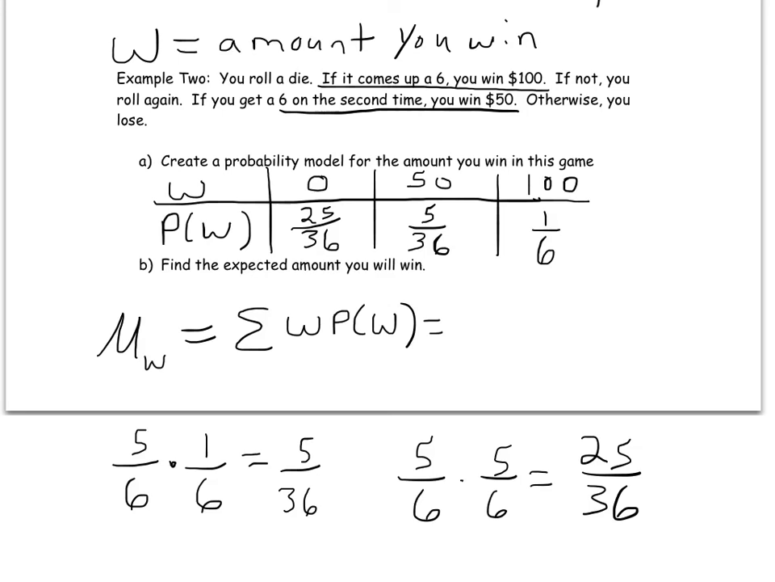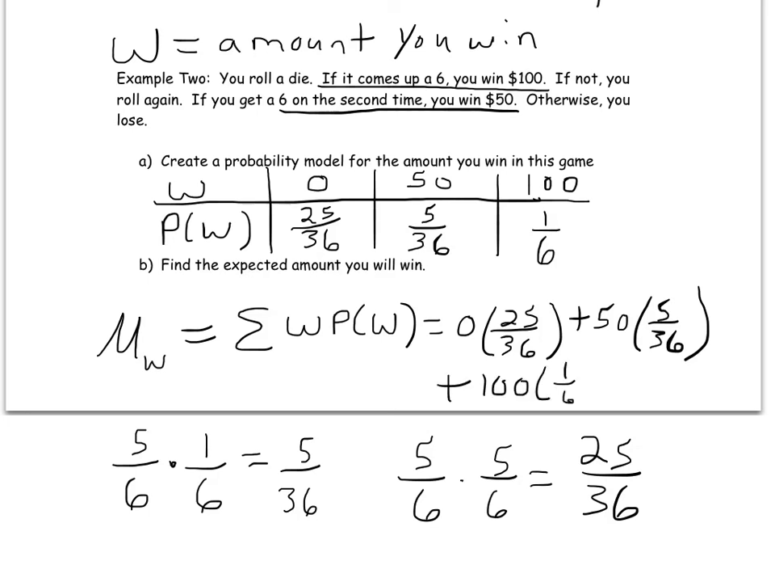So that's 0 times 25 out of 36 plus 50 times 5 out of 36 plus 100 times 1/6. And that is going to work out to be $23.61, rounding to the nearest cent. That is the expected value for the game.